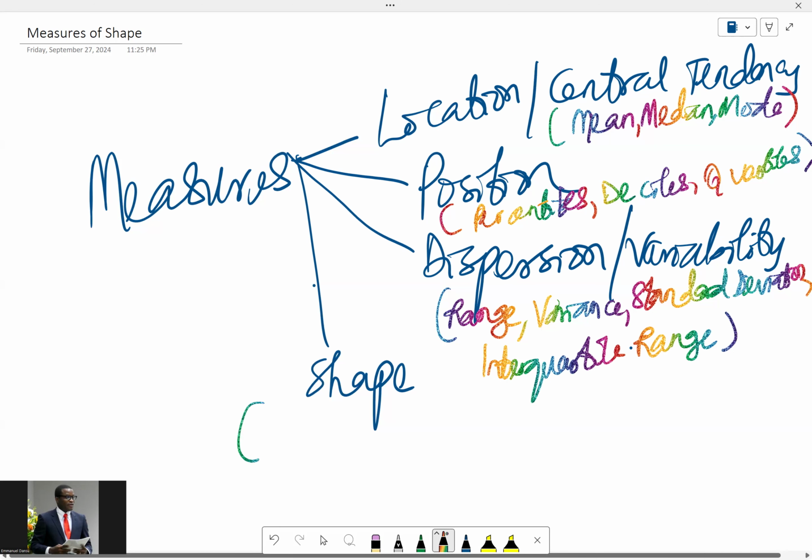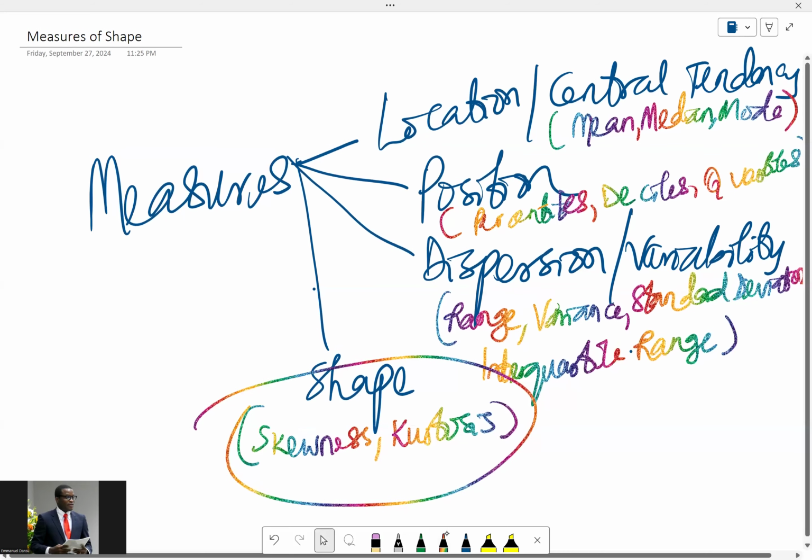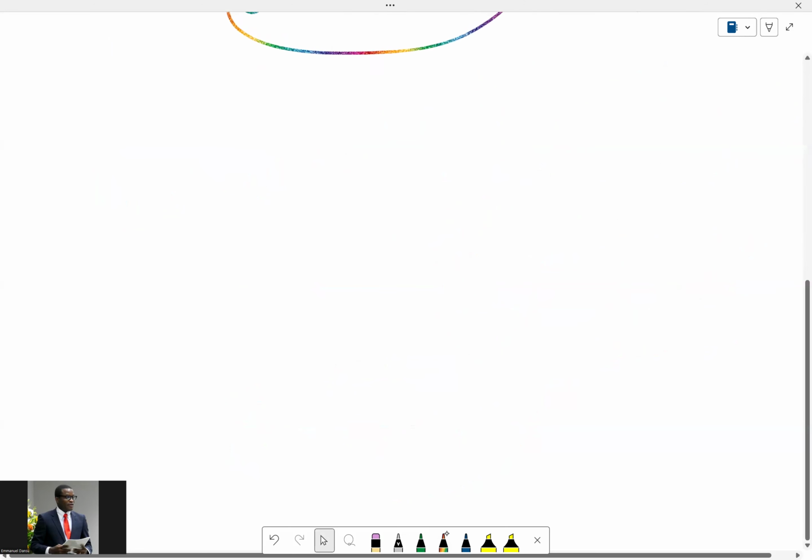Now we're talking about measures of shape, which basically talks about skewness, how skewed data is, and kurtosis. So that's going to be our focus in this video, measures of shape. So let's go.